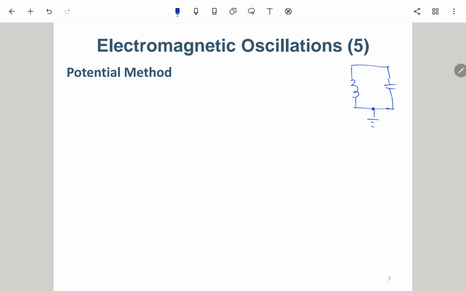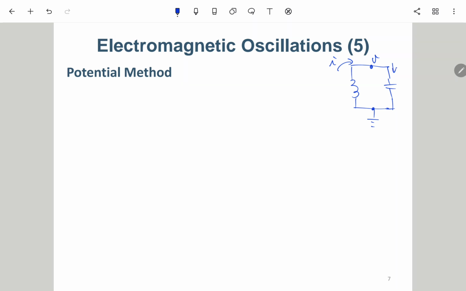Okay, so we only have two nodes, and we also have one as the ground. So we only have a single variable V here. Okay, so we can also assume the current to be clockwise. Okay, you may assume it to be counterclockwise if you want.